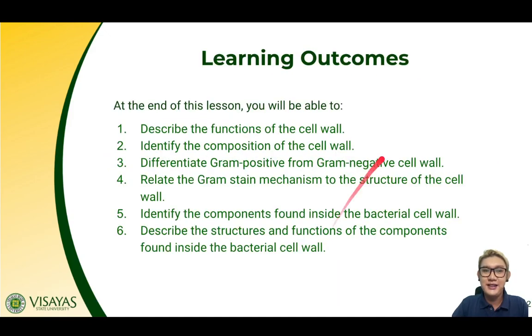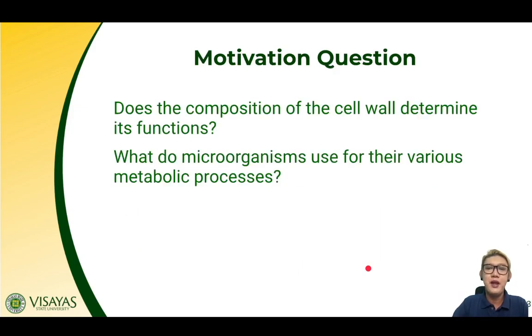So at the end of this lesson, you are expected to describe the function of the cell wall, identify the composition of the cell wall, differentiate gram-positive from gram-negative bacterial cell wall, relate the gram-stain mechanism to the structure of the cell wall, identify the components found inside the bacterial cell, and describe the structures and functions of the components found inside the bacterial cell.